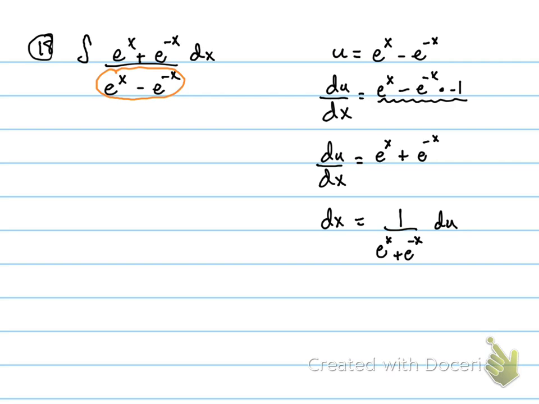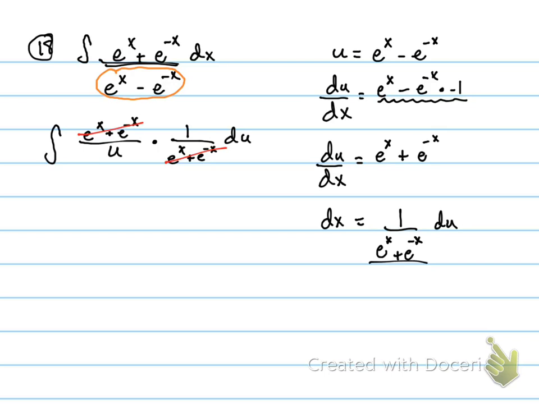Oh man, what do you know? Isn't this going to cancel with the top? I think that it does. So we have e to the x plus e to the negative x over u times 1 over e to the x plus e to the negative x du. And lucky for us, because of how we picked our u, we get that to cancel, which is exactly what we want.